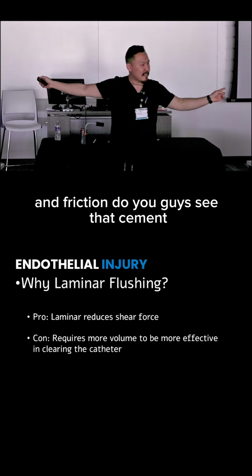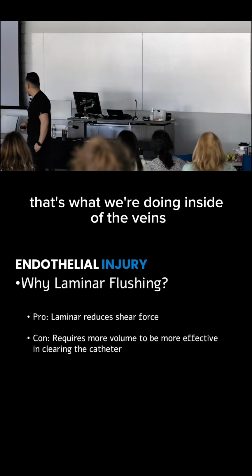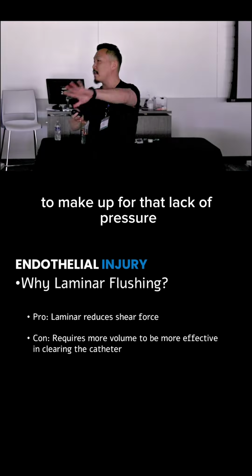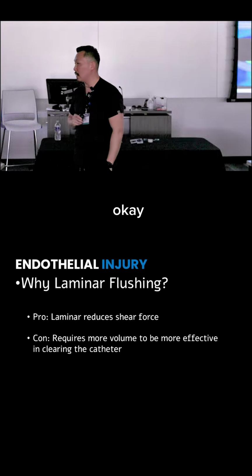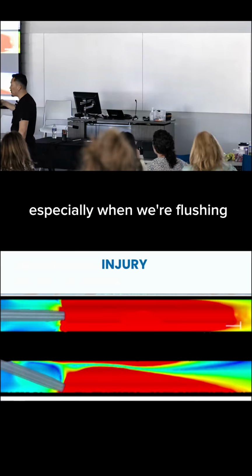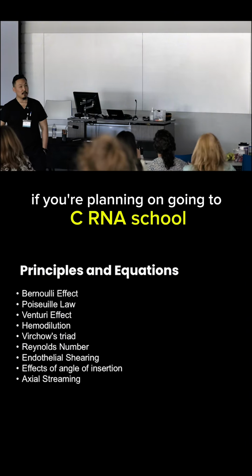Did you guys see that cement? What happened with that cement? That's what we're doing inside of the veins. So the con is you need more volume to make up for that lack of pressure. Okay? So the injury, angle of attack, all matters, especially when we're flushing. So what's the math? If you're planning on going to CRNA school, you have to know this.